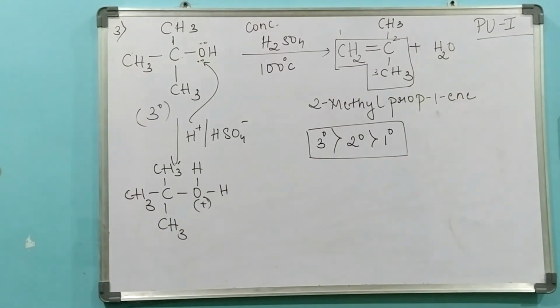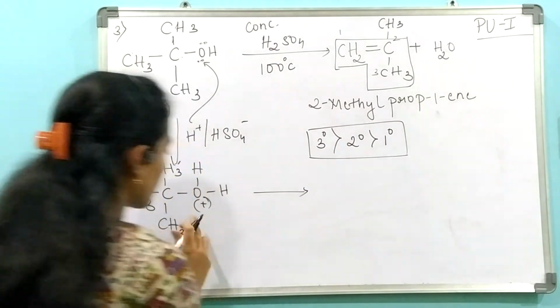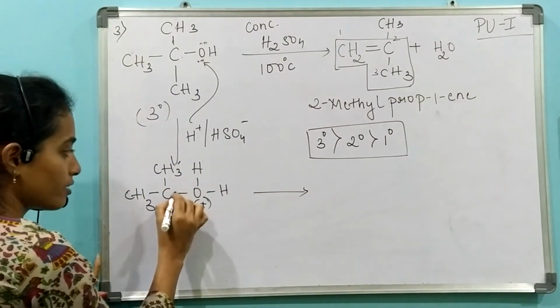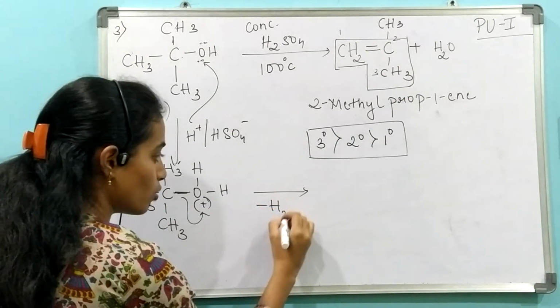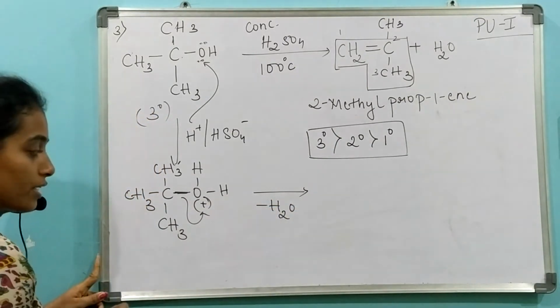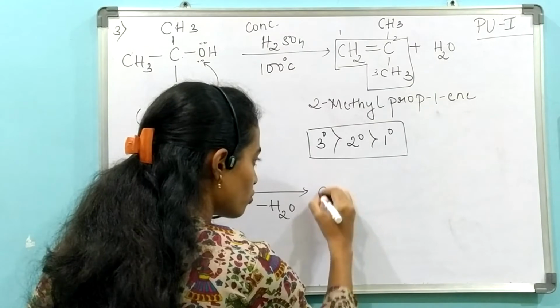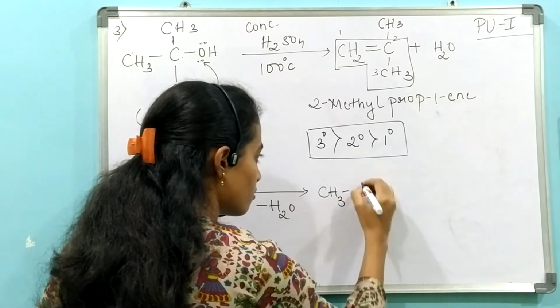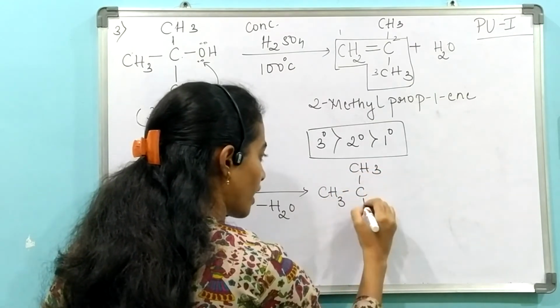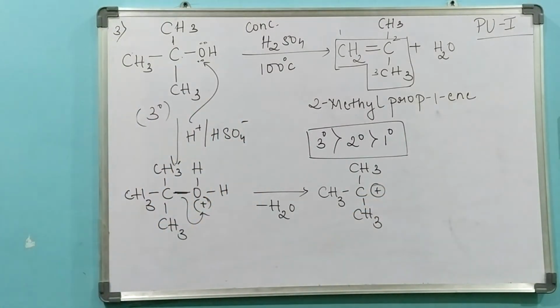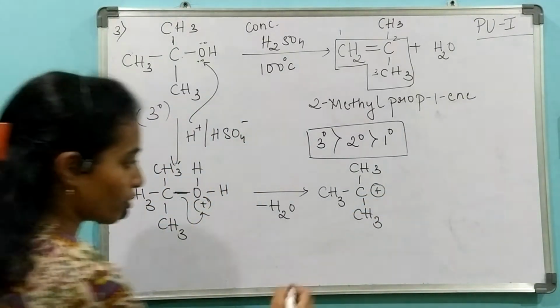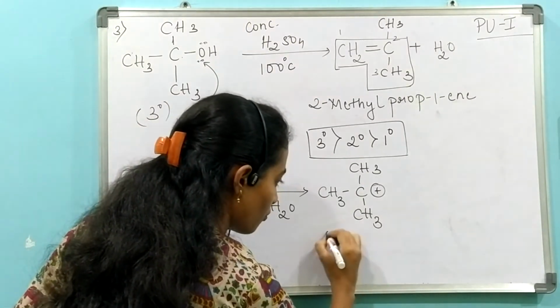After getting this protonated alcohol, your oxygen became highly unstable. So it tries to break the bond, and you will be eliminating the water molecule from this protonated alcohol. Therefore, you end up forming the carbocation. See, you have formed the tertiary carbocation.